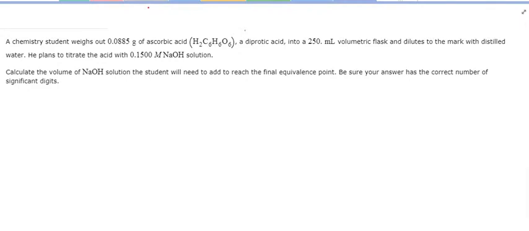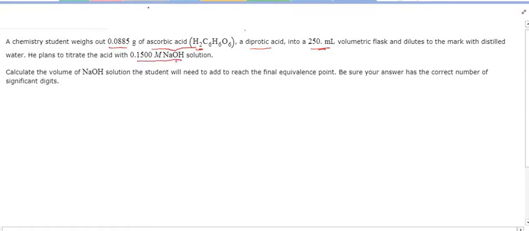So a chemistry student weighs out 0.885 grams of vitamin C, which is ascorbic acid, which is a diprotic acid. There are two H's there, is what's going on, into 250 mL of a volumetric flask and dilutes to the mark with distilled water. Here is the molarity of the sodium hydroxide he's going to titrate with. Remember, you guys did some titrations in lab. So calculate the final volume of sodium hydroxide solution the student will need to reach the final equivalence point.